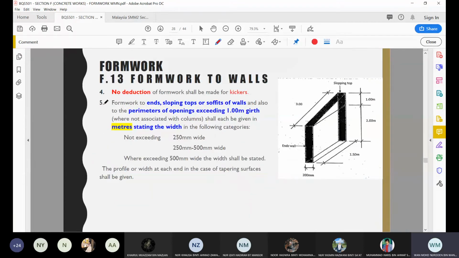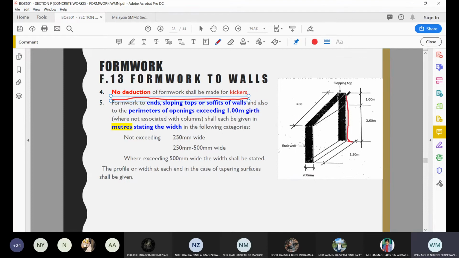Okay, number 4. No deduction of formwork shall be made for kickers. Tadi kita allow kita buat formwork untuk kickers kan. Okay, tapi bila kita nak buat wall, jangan kita tolak kickers yang kat bawah. No deduction of formwork shall be made for kickers. Maksudnya kita akan start daripada slab yang berada di bawah ni lah.